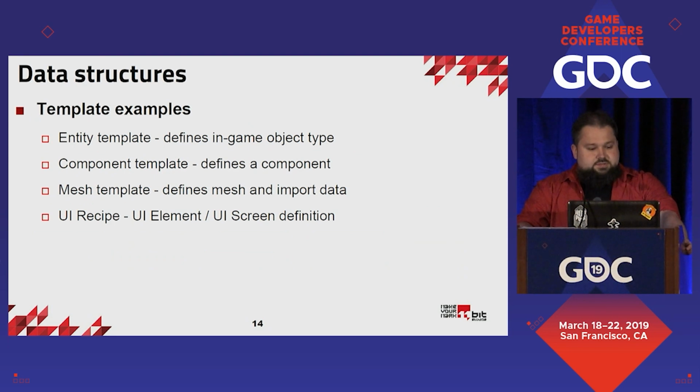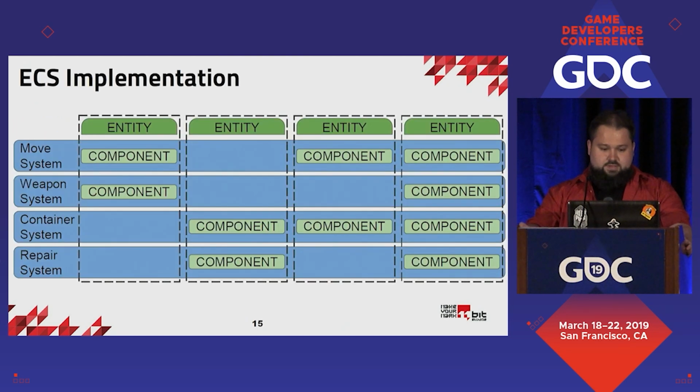Template examples, entity templates like buildings, like citizen template, and so on. Components in entity component systems were also implemented as templates, mesh templates, UI recipes. Basically, every single thing is defined in our architecture by a template class. ECS, I think you all know what an entity component system is.